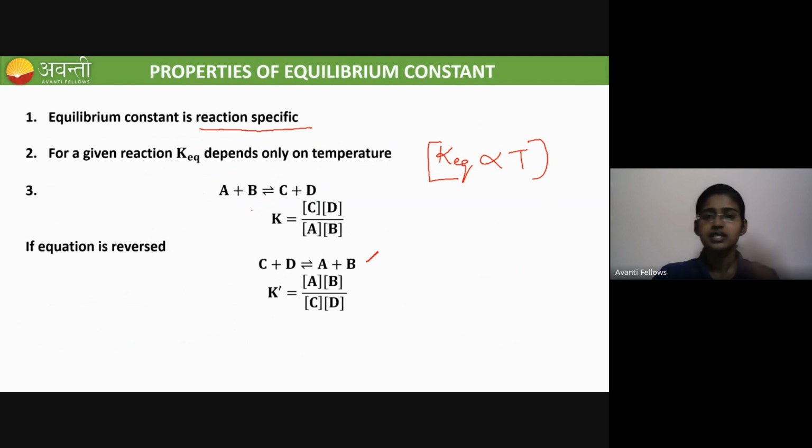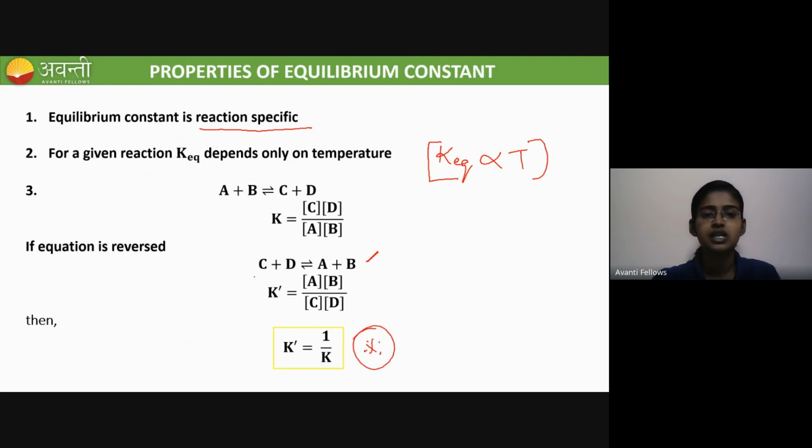Now, what is the relationship between K and K dash? K dash is equal to 1 by K, the reciprocal. It is just the inverse. If you are reversing the reaction, then you have to invert the equilibrium constant. Very important relation which we have to keep in mind.